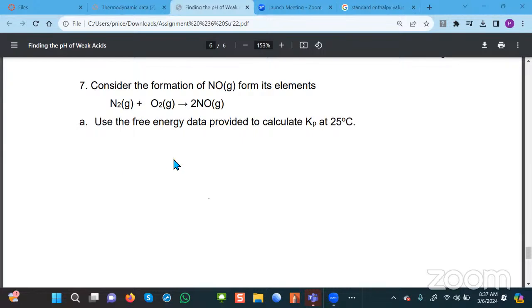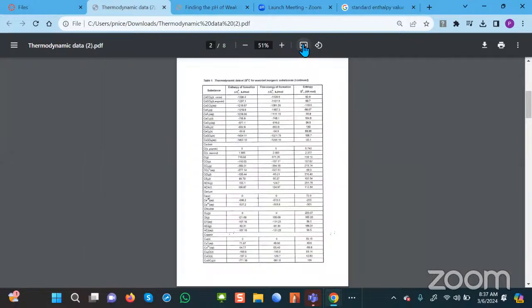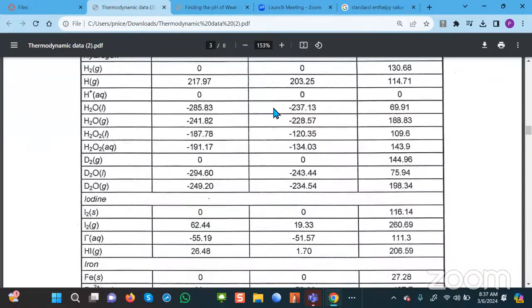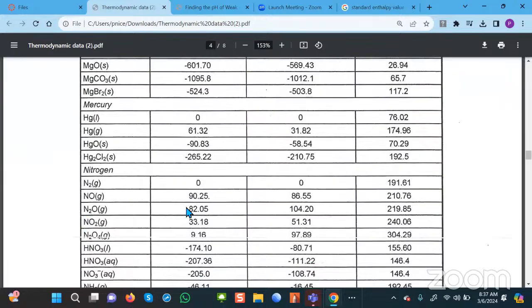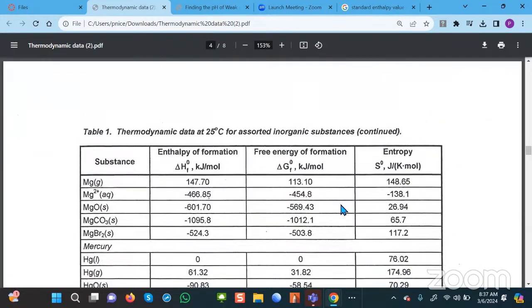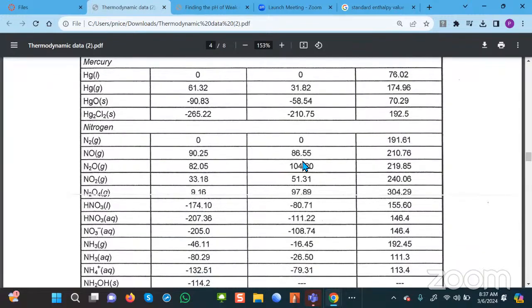So what I would do is I would look up the delta G values for each of these, right? So we don't need to look up nitrogen and oxygen because, again, those will be 0. So what I'm going to do is look up the value for nitrogen monoxide. Hopefully it's here. Okay, here it is. So the free energy of formation of nitrogen monoxide is 86.55 kilojoules per mole.